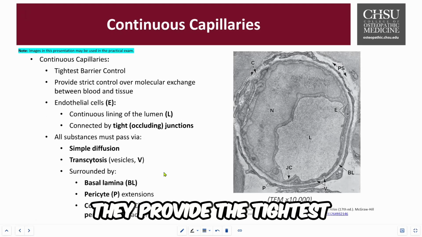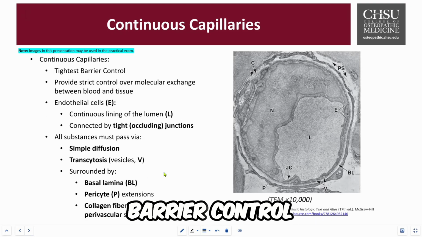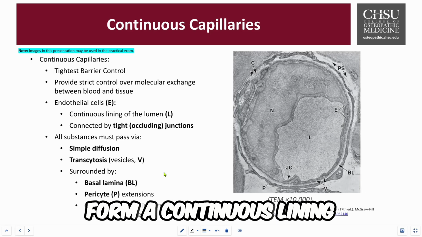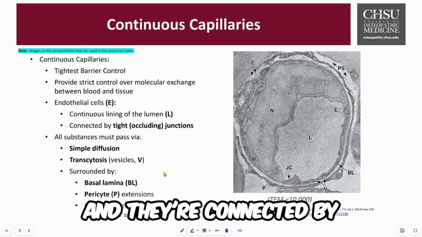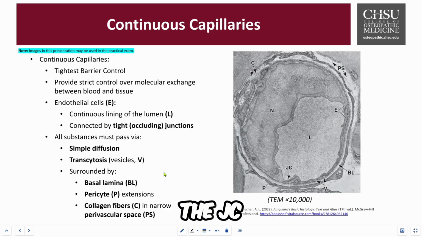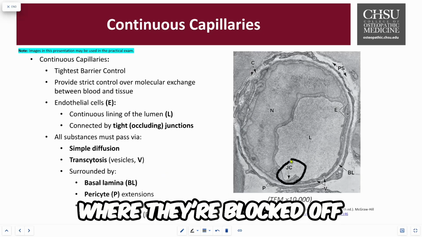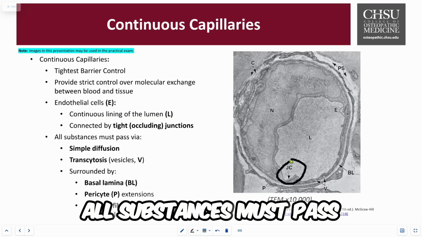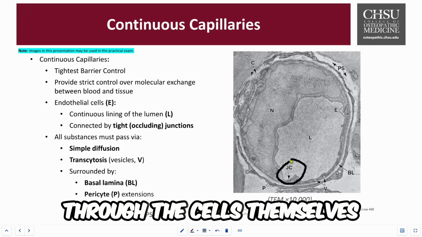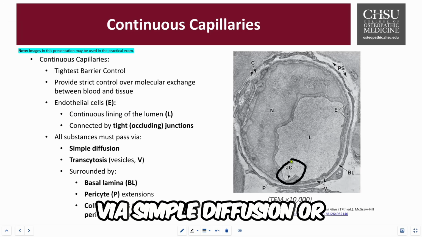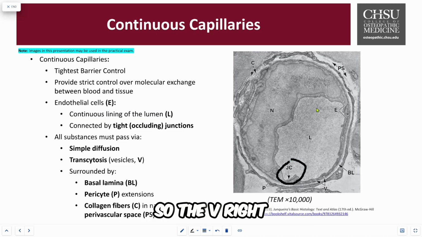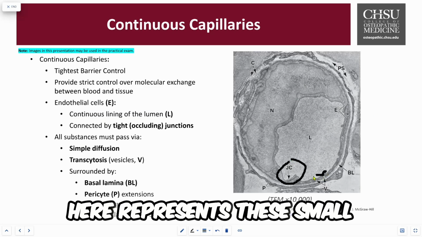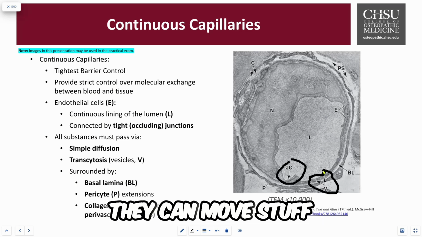Continuous capillaries. They provide the tightest barrier control. The endothelial cells, E, form a continuous lining of the lumen, which is the L in this image. And they're connected by tight occluding junctions. Again, the JC, these are junction points where they're blocked off. And this means that all substances must pass through the cells themselves via simple diffusion, or even through the cells through a vesicle, which is V, called transcytosis. So the V right here represents these small little vesicles by which they can move stuff through the cell.